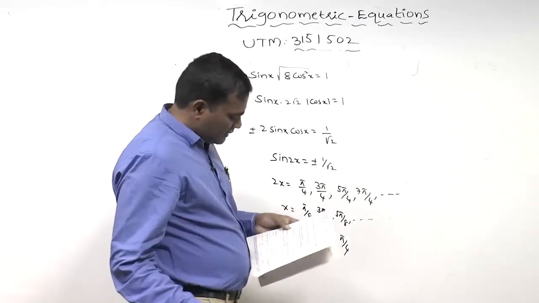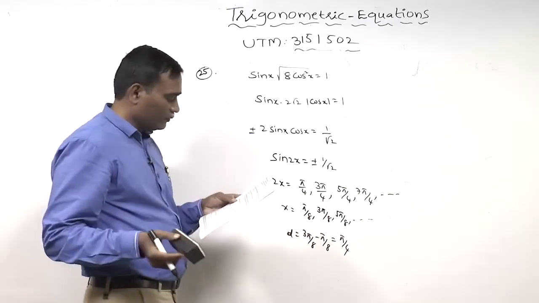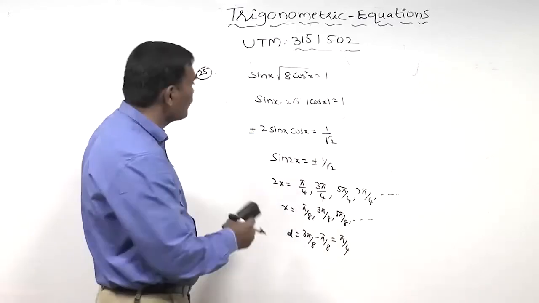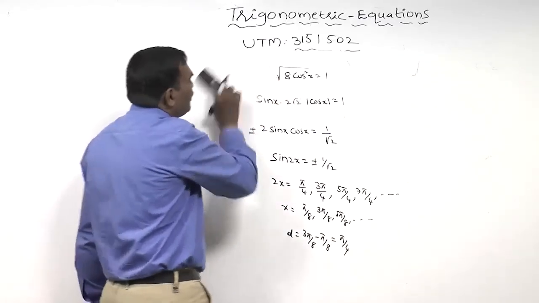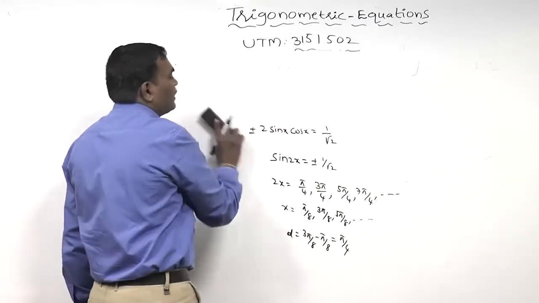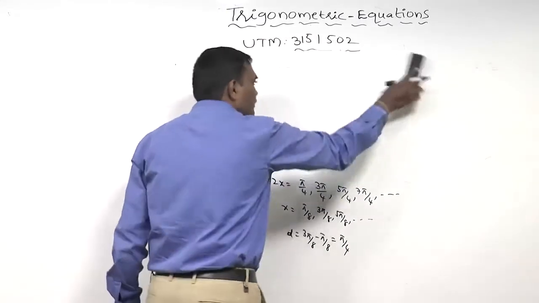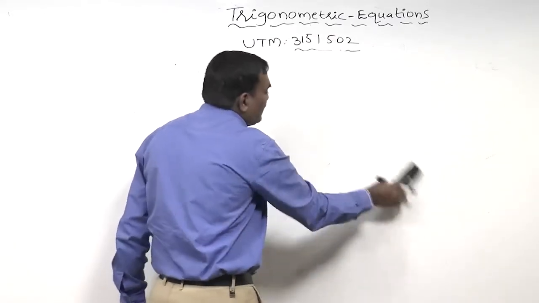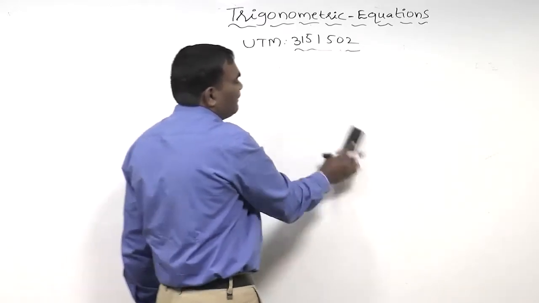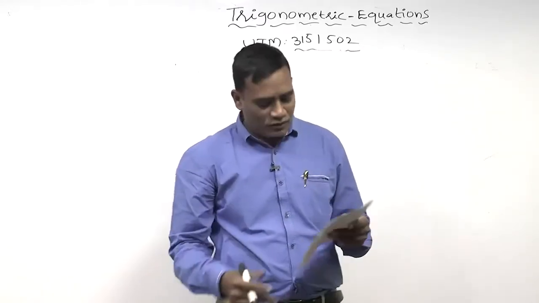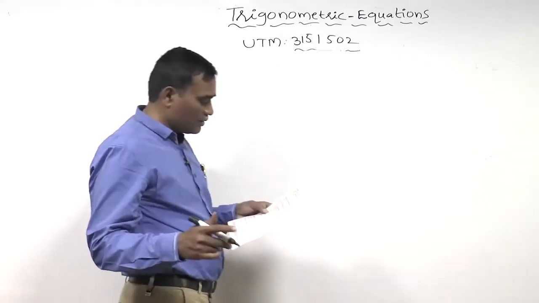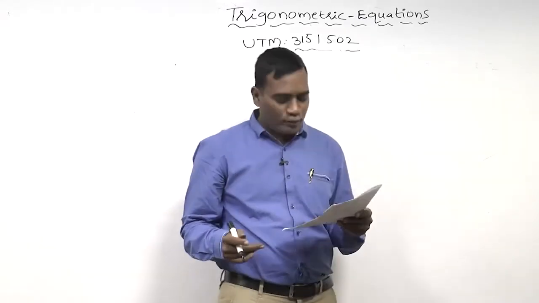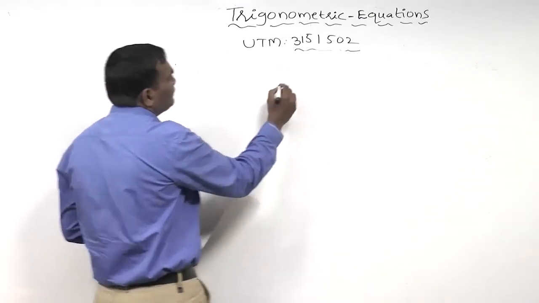Next, 26. 2 power tan x plus 4 power cot x. What to do? Already we did this model. In the first paper we solved, in this paper also we solved. One important concept we have to remember: arithmetic mean is always greater than or equal to geometric mean. If x belongs to 0, pi by 2, then the minimum value of 2 power tan x plus 4 power cot x is asked.